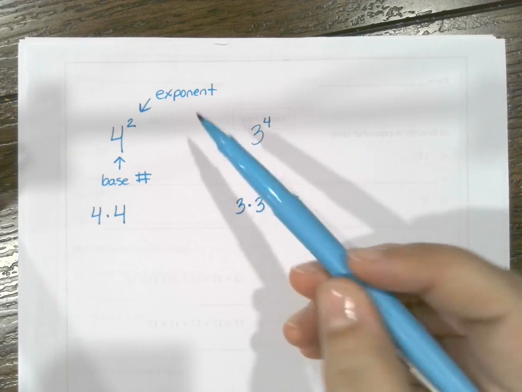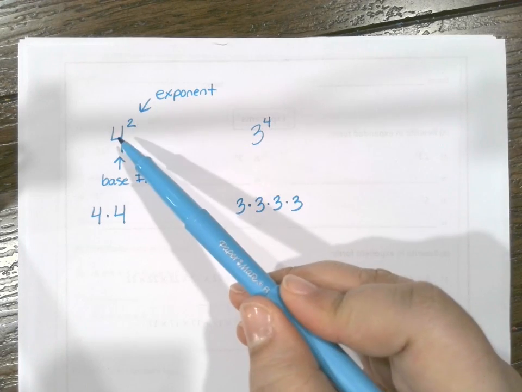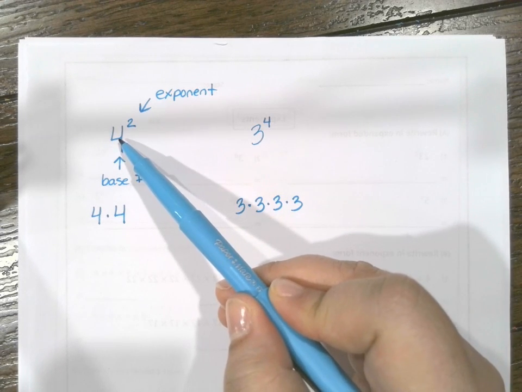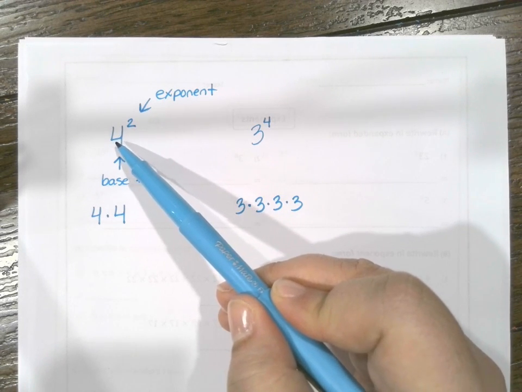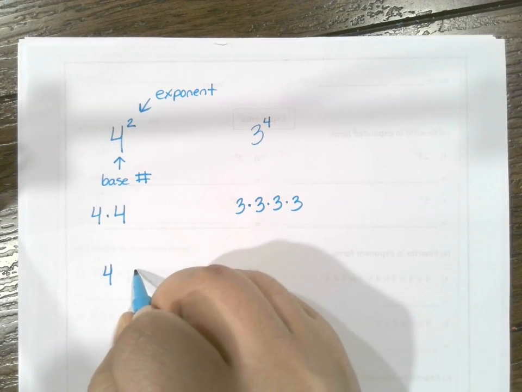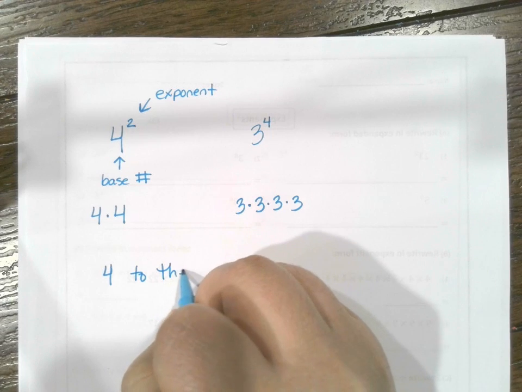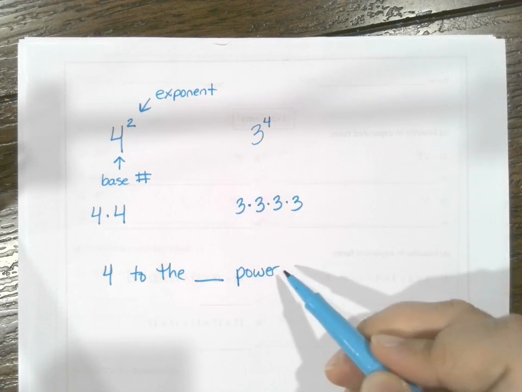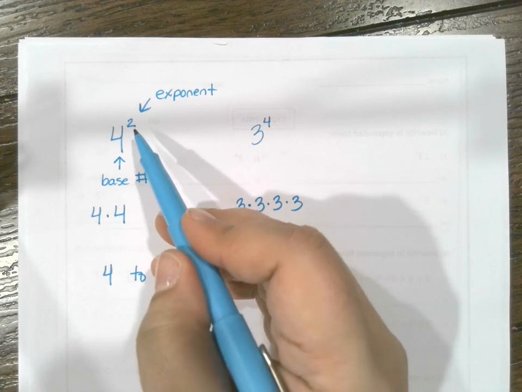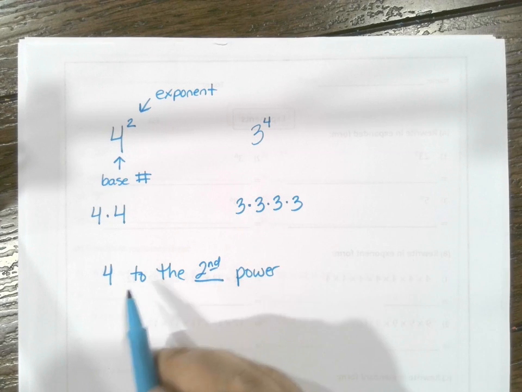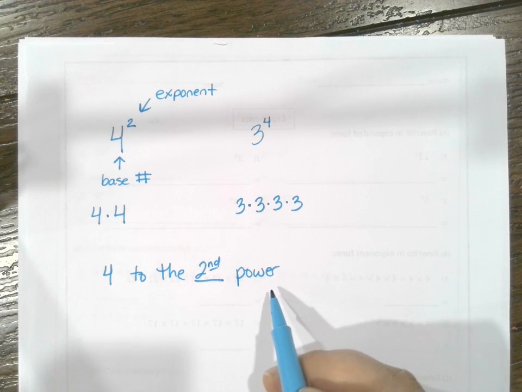But I want to talk about really quickly, how do you read this? You don't say 4, 2. You don't say 42. You actually read this as 4, and then you say to the blank power. The exponent is the power, and the blank is whatever number this is. So this is the second. So 4 to the second power.